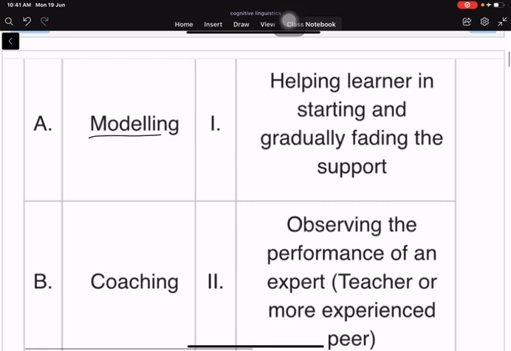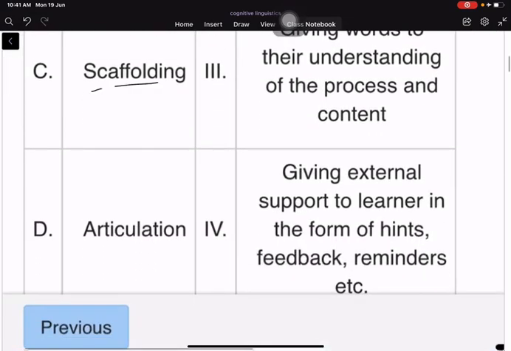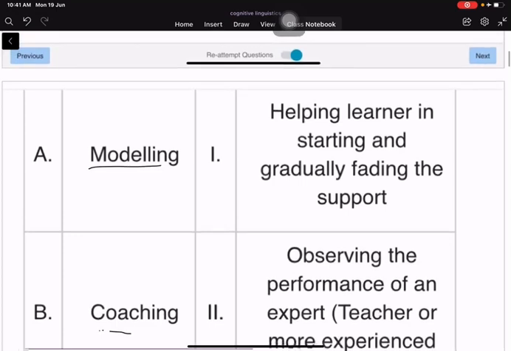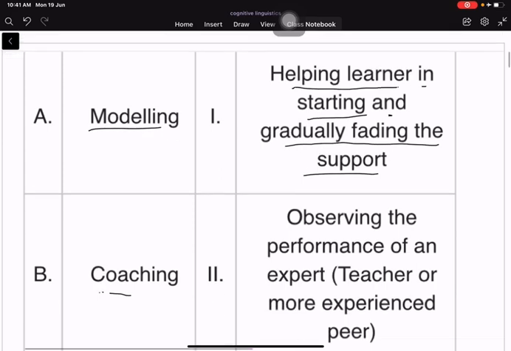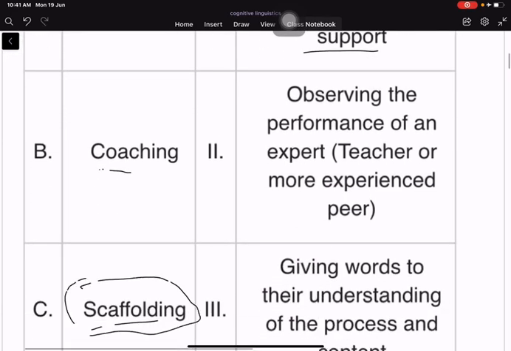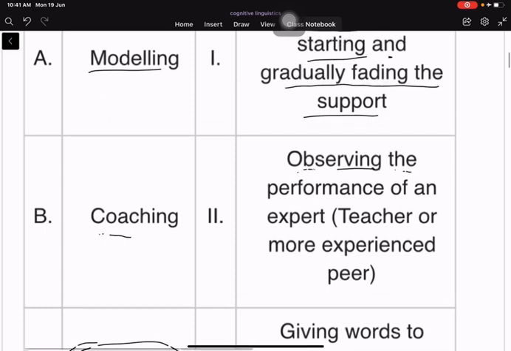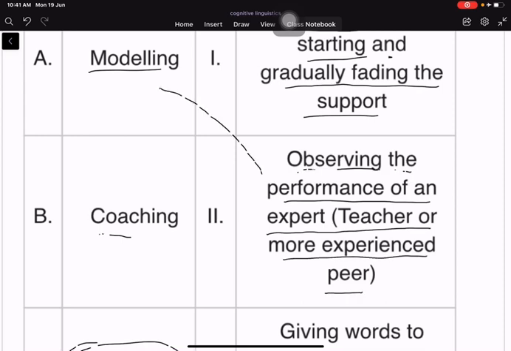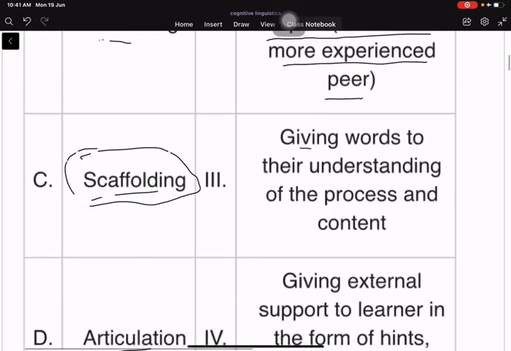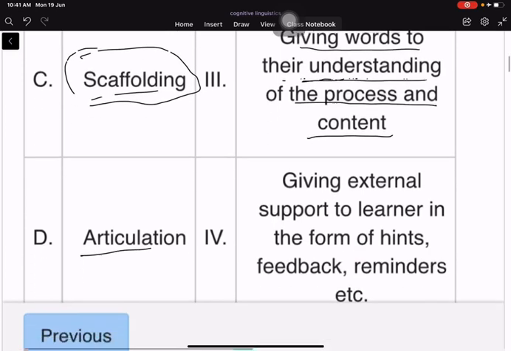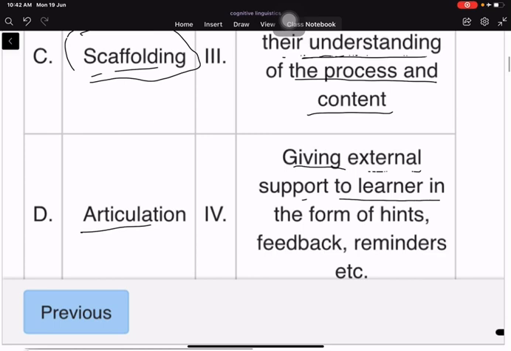Now, modeling, coaching, scaffolding, articulation, helping learner in starting and gradually fading the support. So that is associated with scaffolding. Then observing the performance of an expert or teacher or more experienced peer. That's modeling. And then giving words to their understanding of the process and content, and giving external support to the learner in the form of hints, feedback, reminders.